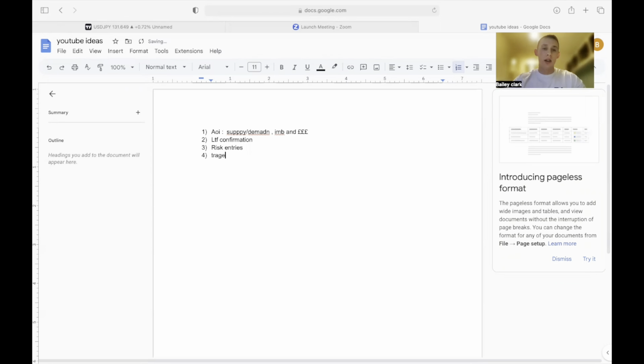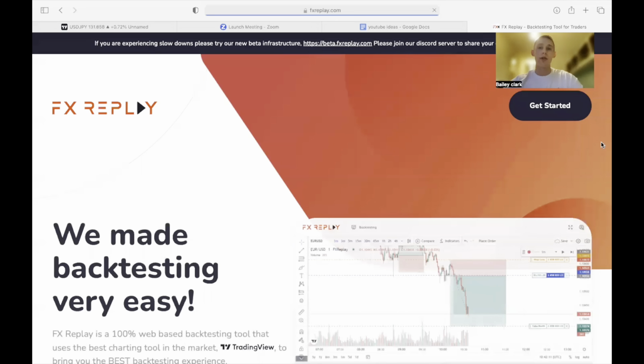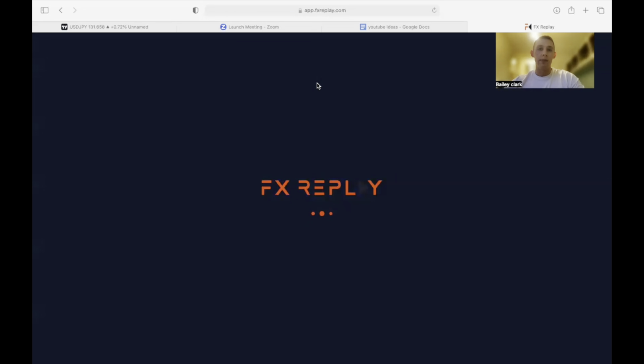And targeting: we either target supply and demand or areas of liquidity, depending on the trade. Obviously, this is going to be different every time. But if we actually go now to FX Replay, we can start backtesting.